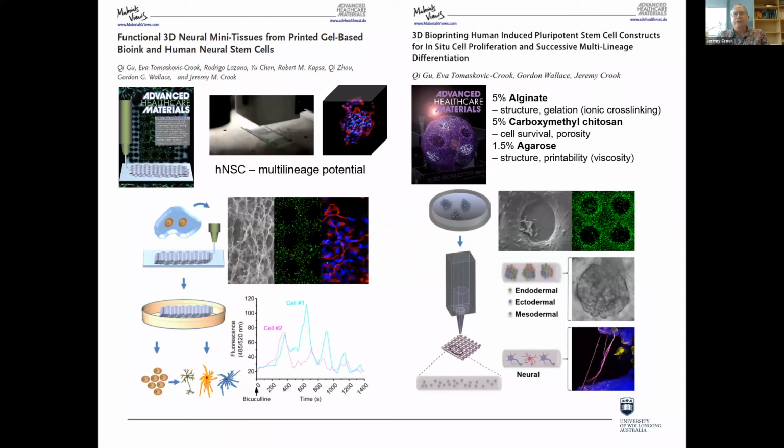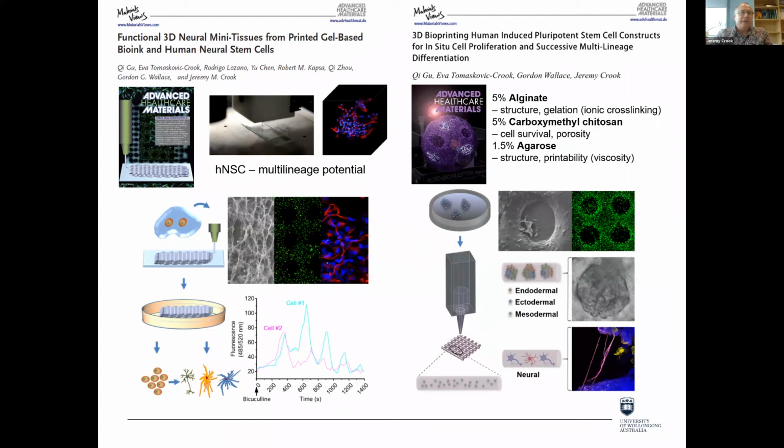Differentiated neurons form synaptic contacts, they establish networks, they're spontaneously active, and they also show a drug-induced increased calcium ion response. For the iPSC-based construct shown on the right, in addition to neural cell induction, we're also able to demonstrate differentiation to what are known as embryoid bodies, or EBs, comprising cells of the 3 germ lineages. That's endoderm, ectoderm, and mesoderm.